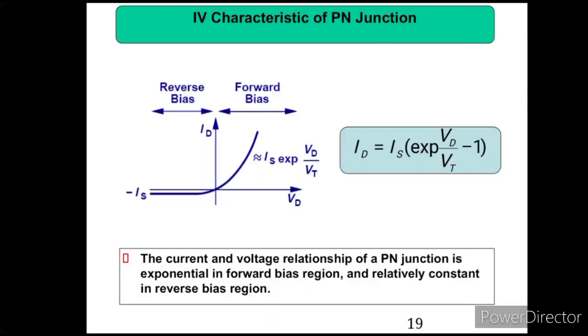IV characteristics of the PN junction diode. The current-voltage relation of the PN junction is exponential in the forward bias region and relatively constant in the reverse bias condition. The diode current is measured or calculated by this equation.